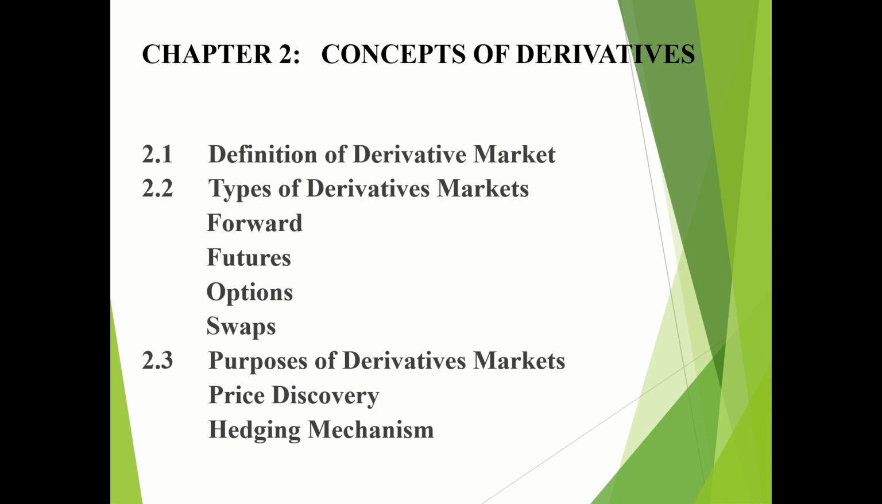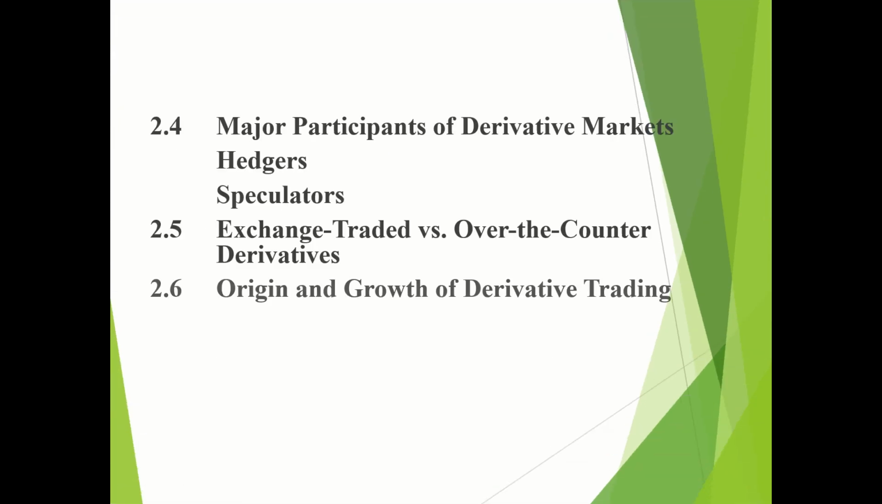Alright, so the first one we will learn about derivative. Of course, you have learned about derivative in chapter 1, but we will go in depth about this one, and then we will also talk about the types of derivative market. We have forward, futures, option, and swaps, and finally, we will have the purposes of derivative market. And then we will learn about the major participants of derivative market.